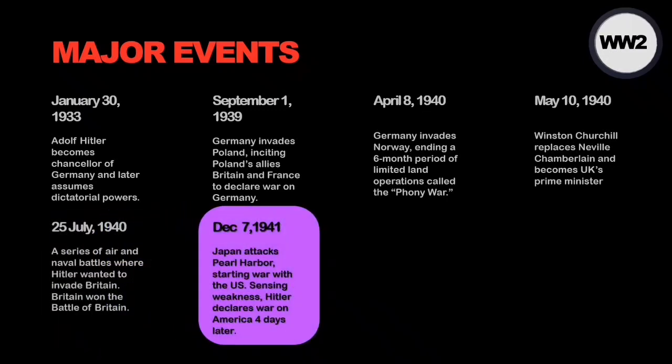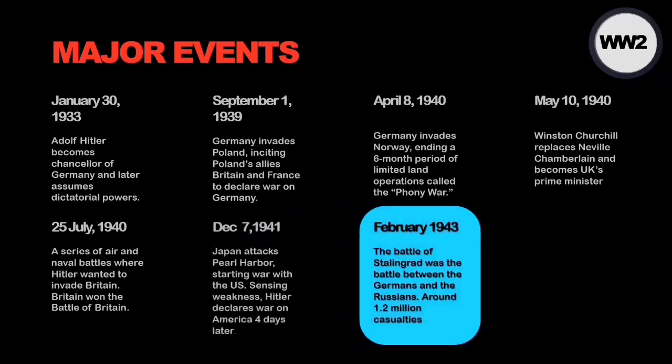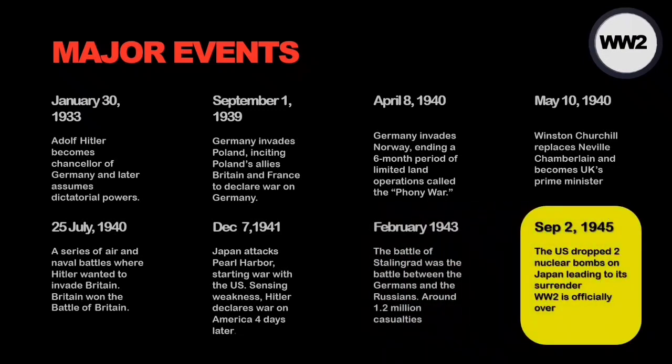December 7th of 1941, Pearl Harbor is attacked, which led to the USA joining the war. In February of 1943, the Battle of Stalingrad starts. In September of 1945, 2 nukes were dropped on Hiroshima and Nagasaki, leading to Japan's surrender. This ended the war.